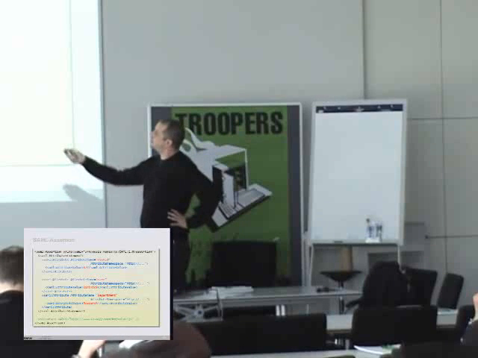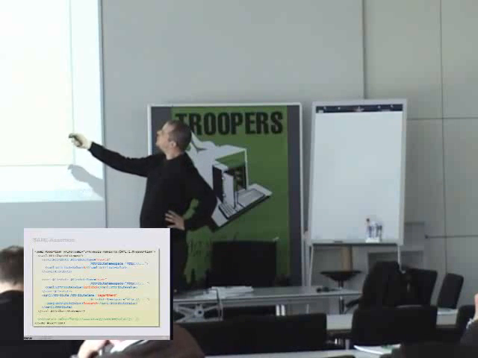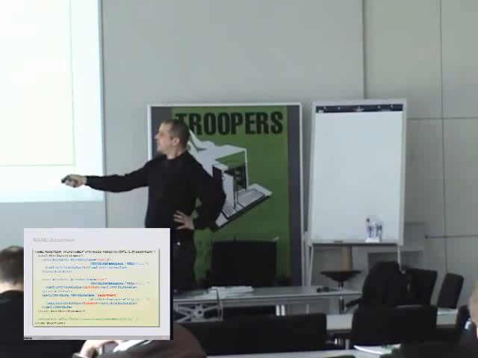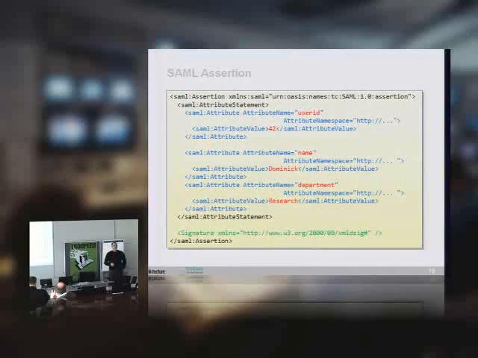This is how a SAML token looks. You can see there's a so-called SAML assertion. It lives in a certain namespace, and then you can put an arbitrary number of key-value pairs in that token that describe the user. So I have a user ID, a name, a department, I could have an email address, and so on. These are the things that you get in return when you authenticate with the security token service.